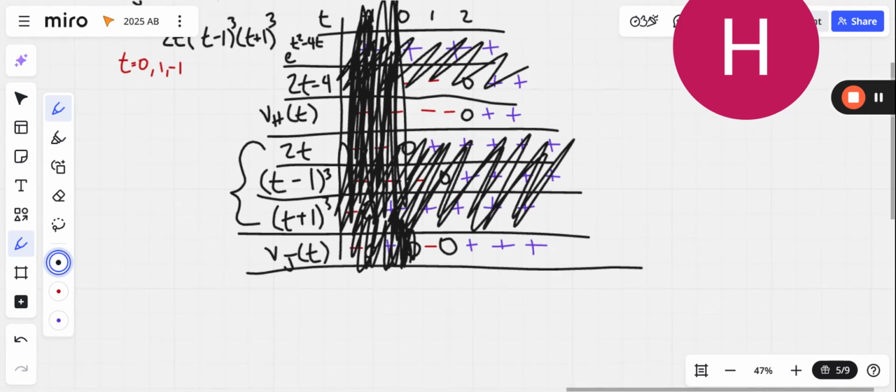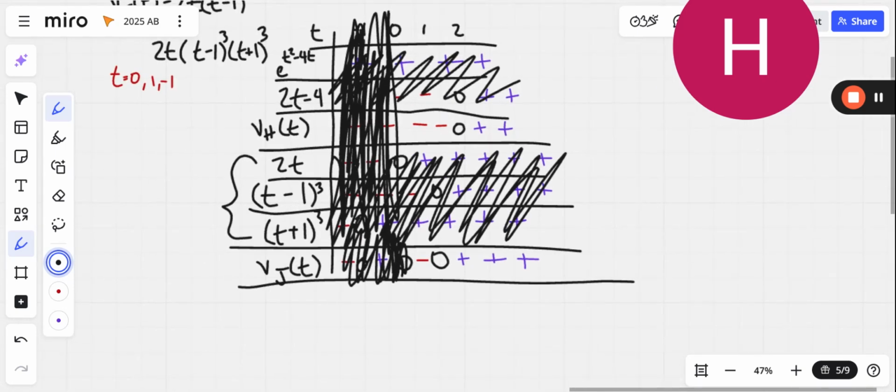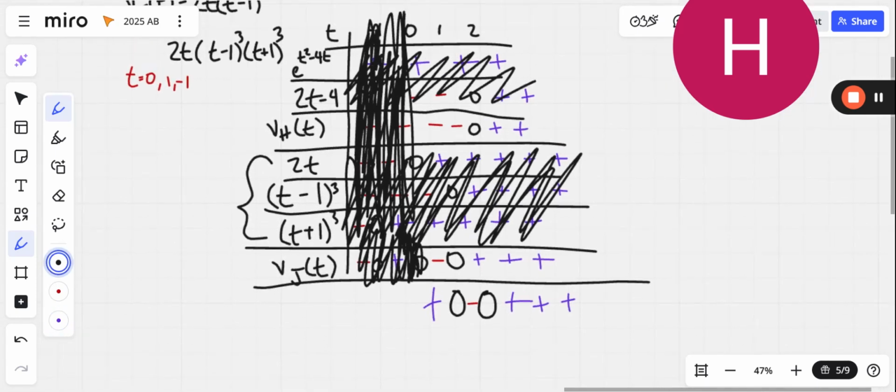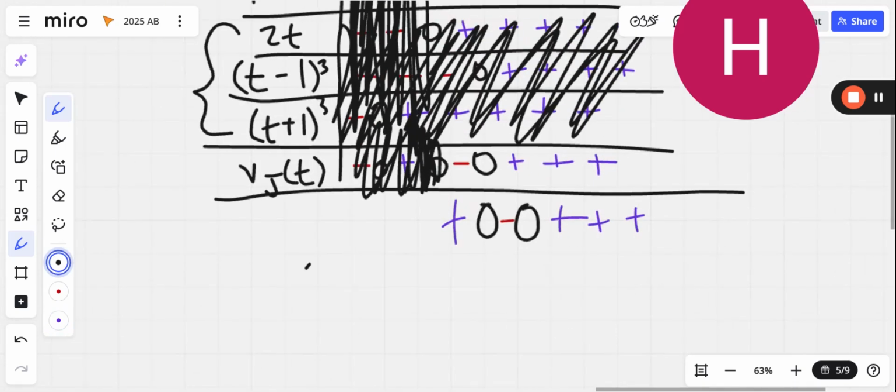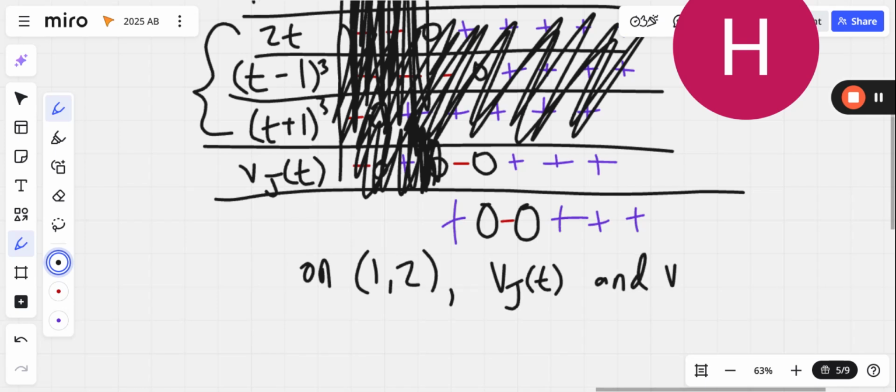So looking from here, now we can keep track of when they're opposite signs. In fact, we can just multiply them and see when their product is negative. We would get a plus, then a 0, then a negative, then a 0, then a plus. So they have opposite sign in between 1 and 2. So we would say on the interval from 1 to 2, VJ of t and VH of t have opposite signs.